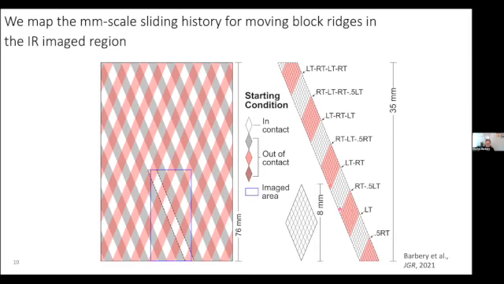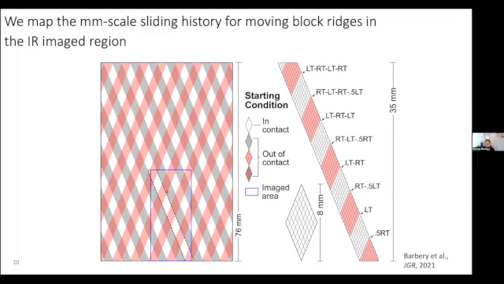And what's really great about this geometry is that because of the symmetry involving the ridges on the stationary block and the moving block, the sliding history of this ridge here, which I've isolated with these dashed lines, is the exact same as the ridge next to it and the ridge next to it. So all of the ridges on my moving block experience the exact same sliding history.